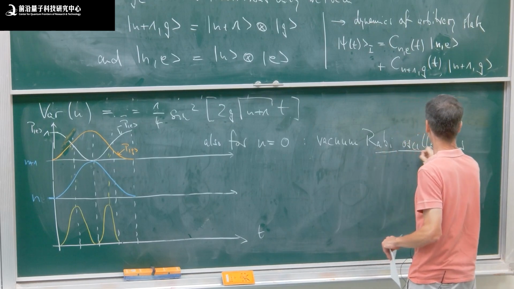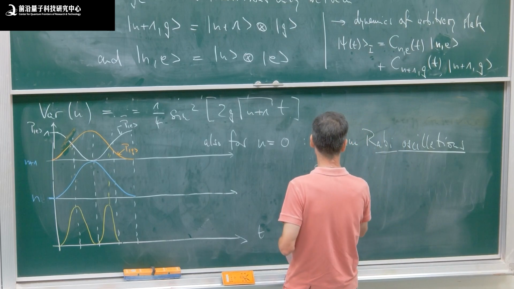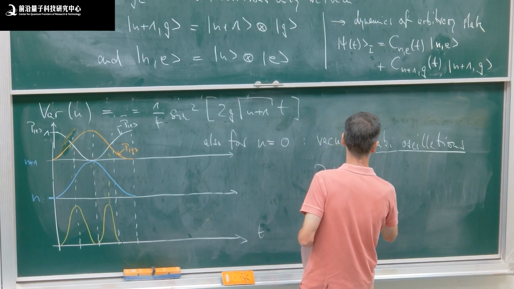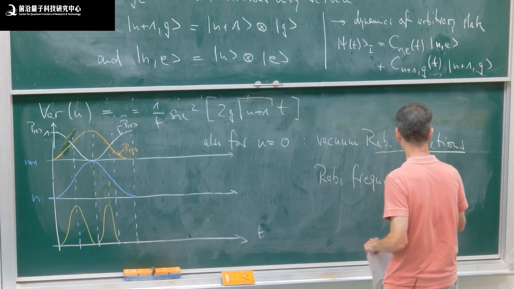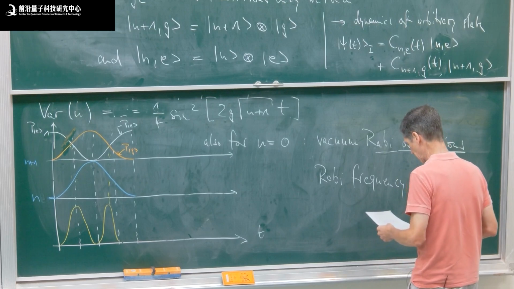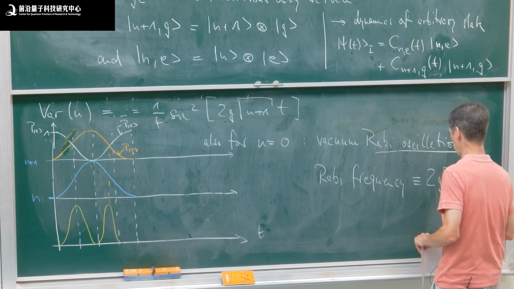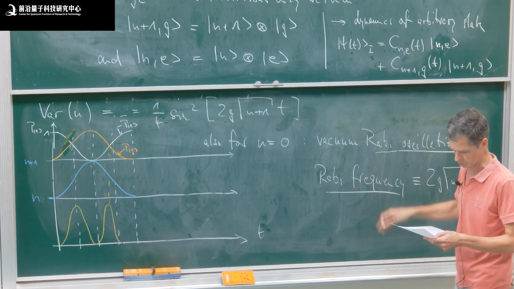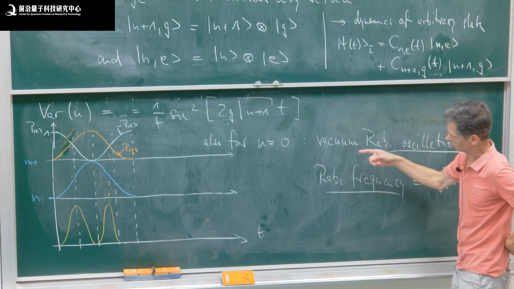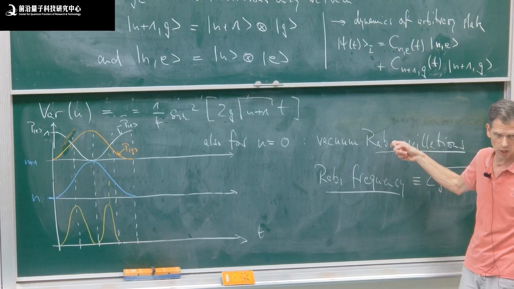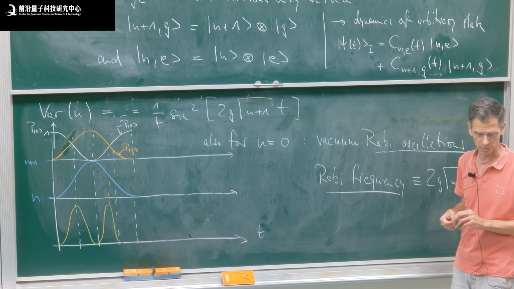Yeah, and so these dynamics in general, these oscillations are called Rabi oscillations, right? And the Rabi frequency is 2 times g times square root of n plus 1. Okay, so that's important terminology, right? And maybe ex post it's actually not so surprising, but this vacuum Rabi oscillation was in some sense a big deal when it was first observed in experiment.